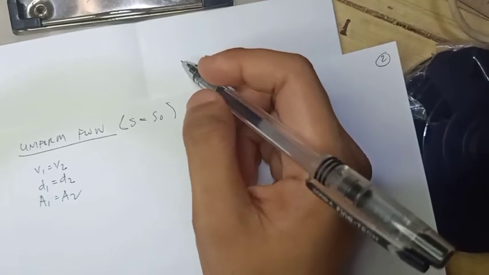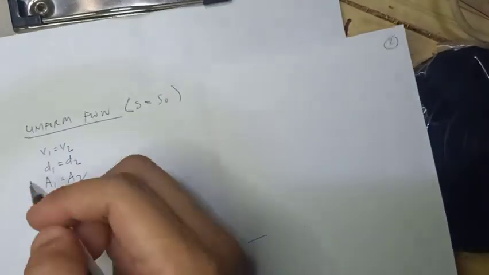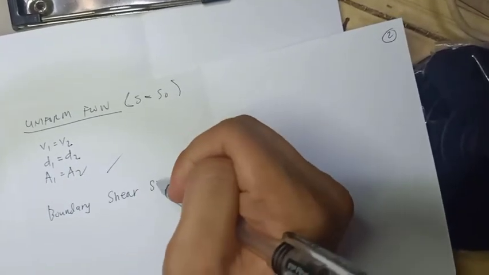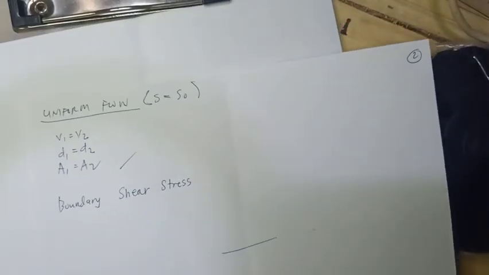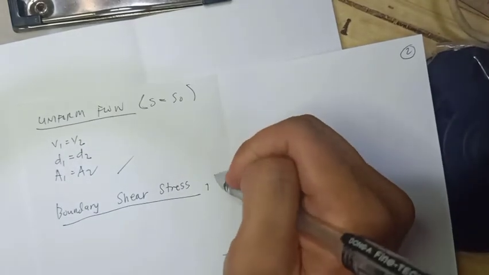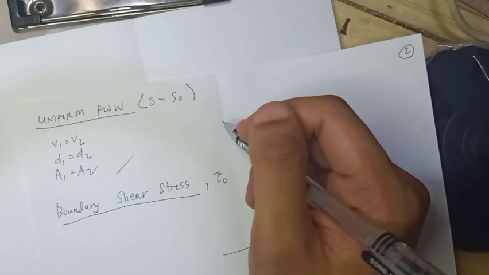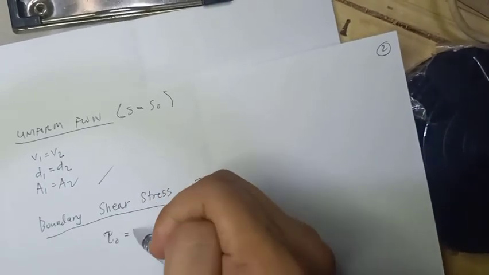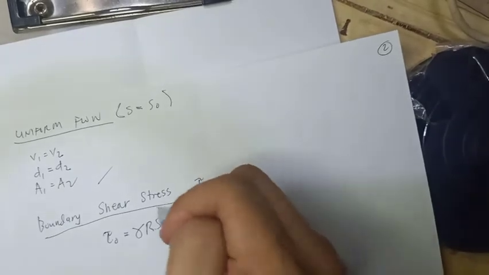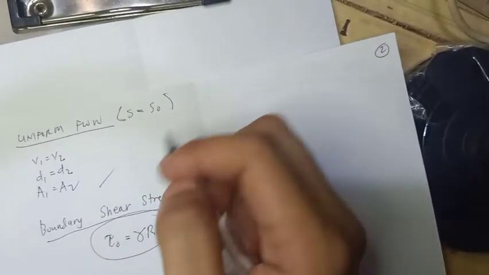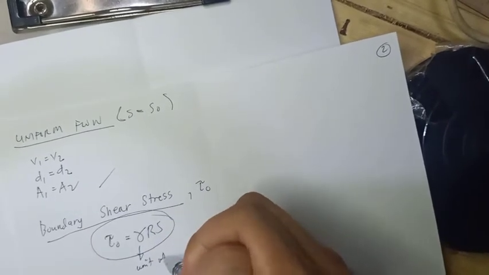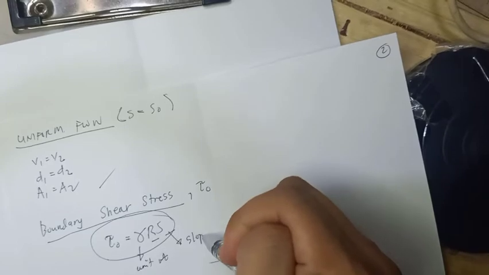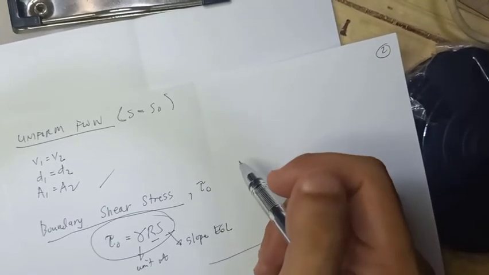Again, specific gravity. So, okay, next is the boundary stress, or tau sub O. The average boundary shear stress acting over the wetted surface of the channel is given by tau sub O equals gamma R S, wherein gamma is the unit weight of the liquid, R is the hydraulic radius, and S is the slope of the energy grade line. Again, it is the slope of the EGL.